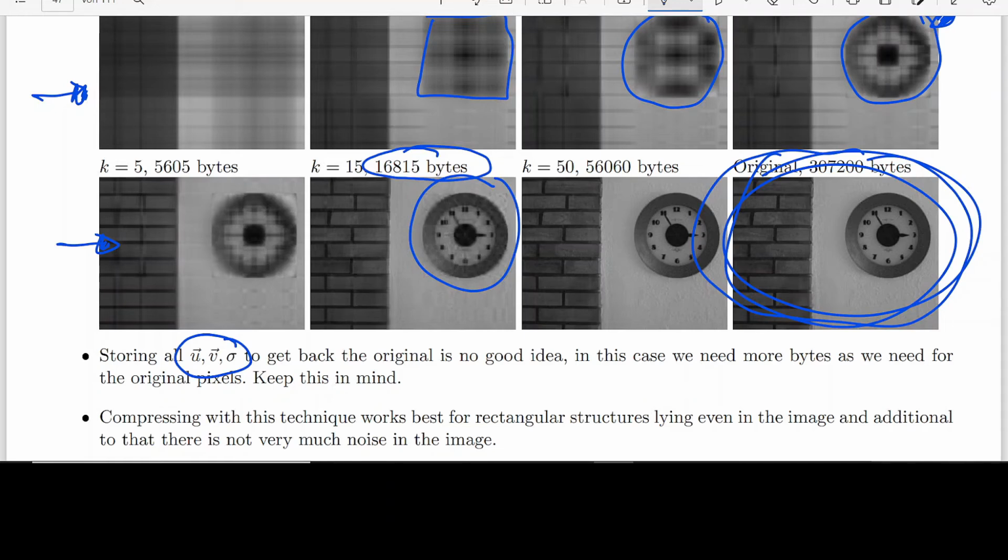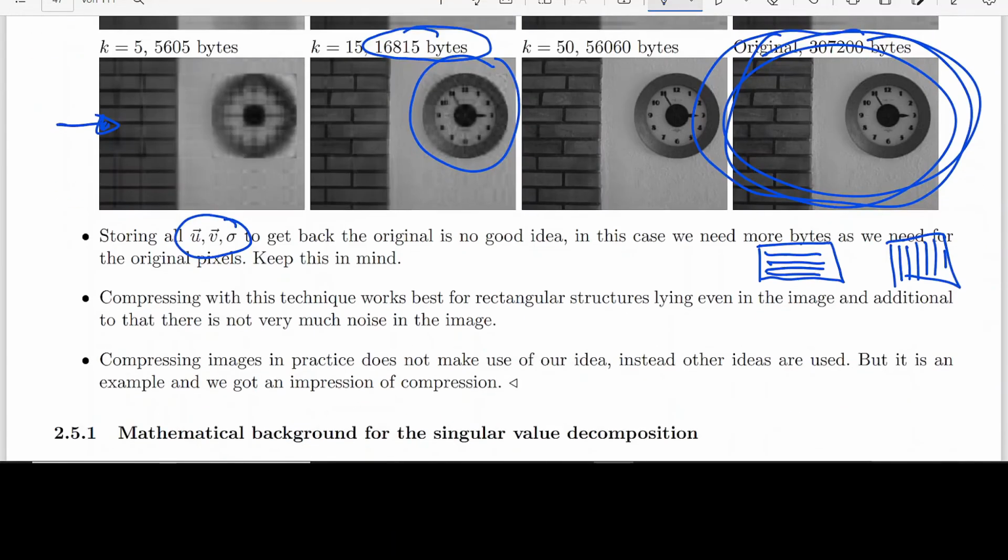Compressing with this technique works best for rectangular structures lying even in the image. So if the image is of that kind here, so this is maybe the picture of the German flag or something like that, then this compressing technique is perfect. And also if it's of that structure, if it's the flag of Belgium, then it's also a very effective strategy to use the SVD decomposition.